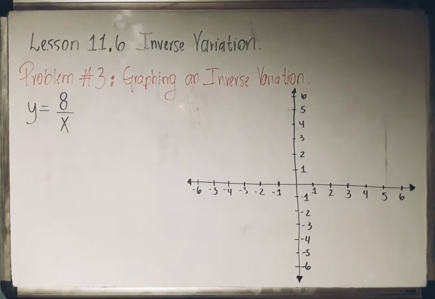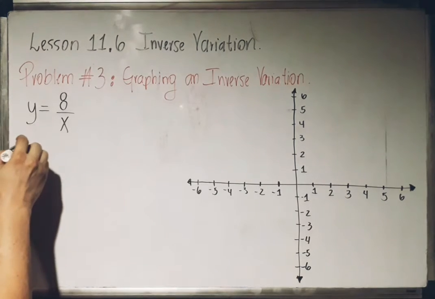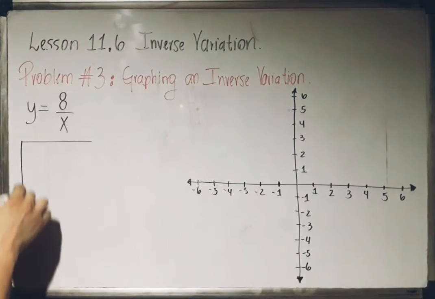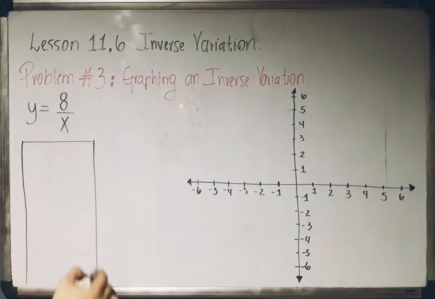Now we are going to solve problem number 3, graphing an inverse variation. Okay, we have the inverse variation. What do we need to do? We need to make a table with values to know what the equation is going to be. Remember, we make the table with values of x and y.